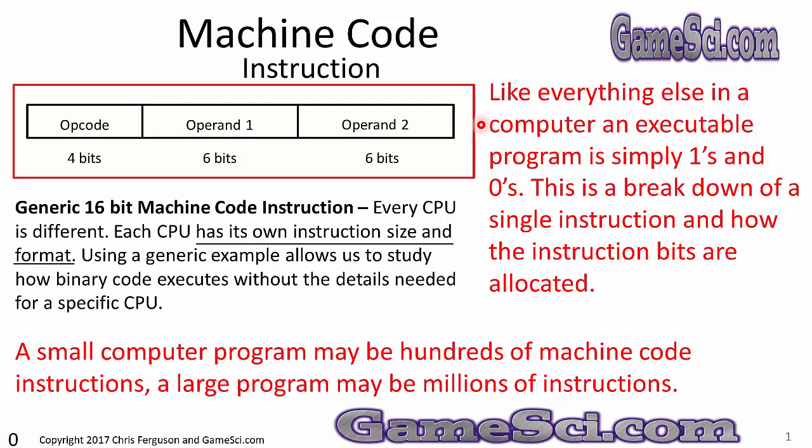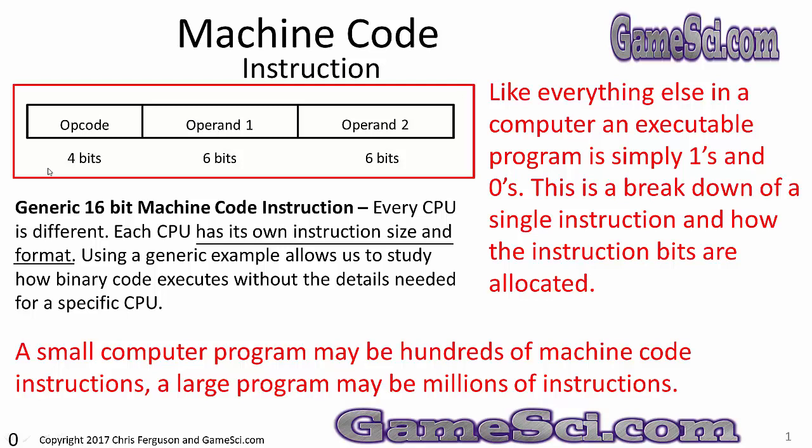Like everything else in a computer, an executable program is simply ones and zeros. This is a breakdown of a single instruction and how the instruction bits are allocated. A small computer program may be hundreds of machine code instructions. A large program may be millions of instructions. Above is a generic 16-bit machine code instruction. Every CPU is different. Each CPU has its own instruction size and format. Using a generic example allows us to study how binary code executes without the details needed for a specific CPU.